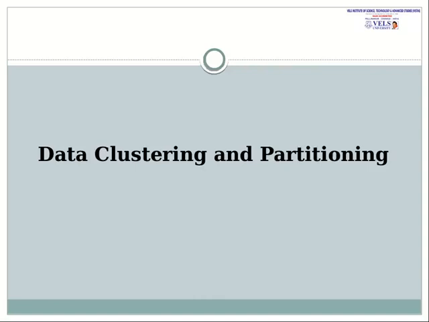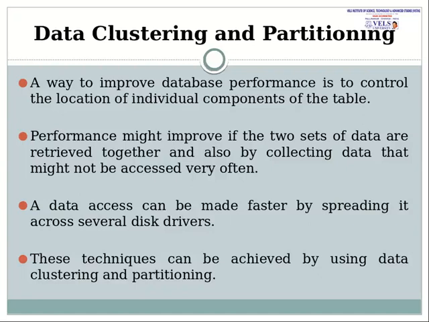Our next topic is data clustering and data partitioning. What is data clustering? It is a way to improve data performance by controlling the location of individual components of the table. Data clustering means performance might improve when two sets of data are retrieved together. Also, some data might not be accessed very often. So in clustering of data, the database tables are clustered in different ways in how we can get back the retrieval of data. This technique can be achieved by using data clustering and data partitioning.